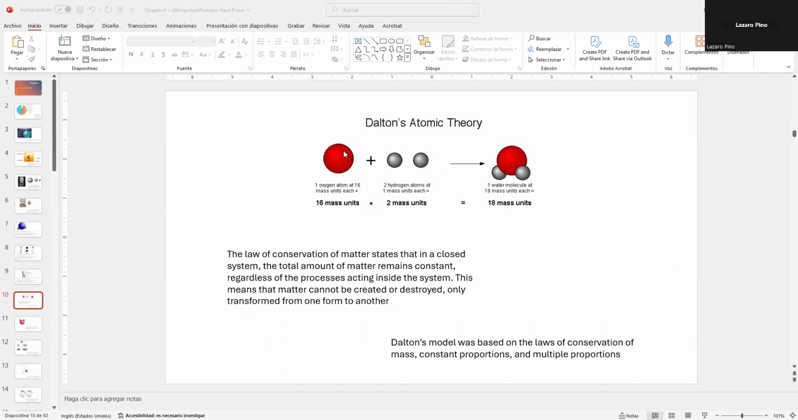As you can see here, for example, the law of conservation of mass is considered in the chemical reactions. For example, you have 16 units plus 2 in the reactants, and the products are the same mass, 18 mass units. The combination of oxygen and 2 hydrogen.